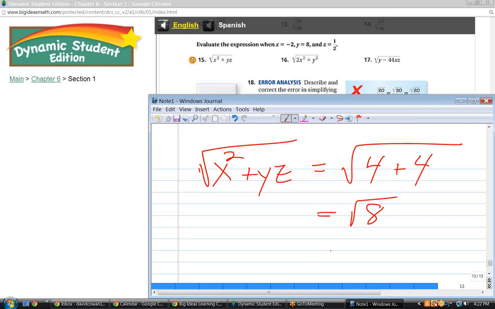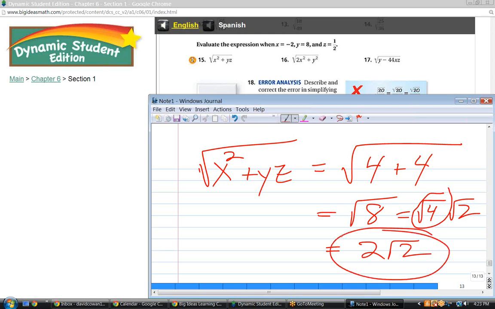Square root of 2 times square root of 2 times square root of 2. Well, let's not do it that way. That's not a bad way to do it. I see why you did it that way. But let's do it this way. Because there's my perfect square number. Okay?